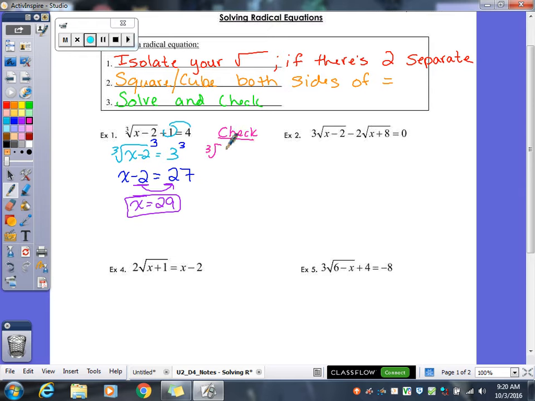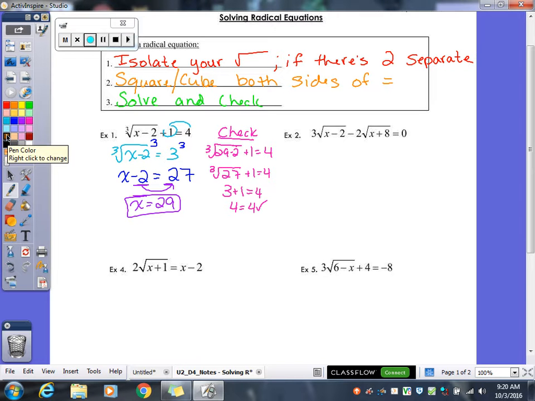So if I go back to the original equation and plug in 29, we got to see if this works out. So 29 minus 2 gives me a 27. Cube root of 27 is 3. So when I add 1 to it, 4 equals 4. It works. So that one's correct.